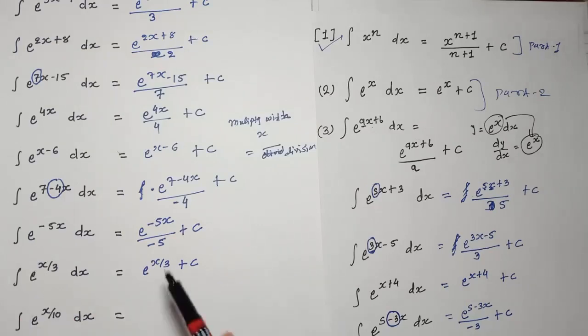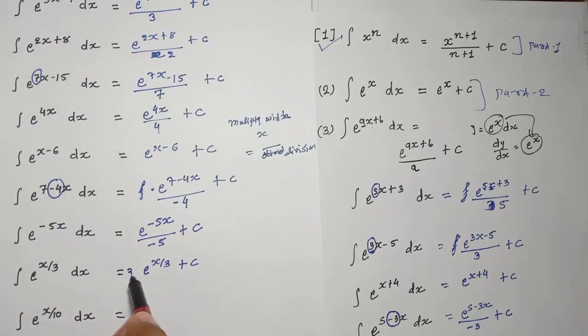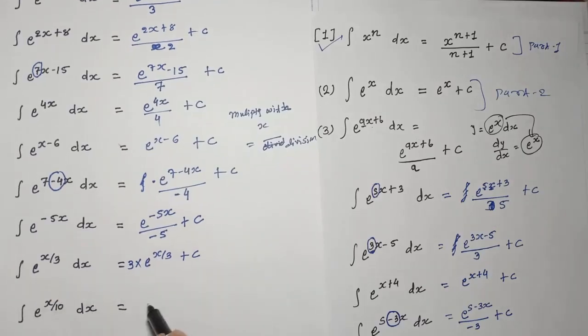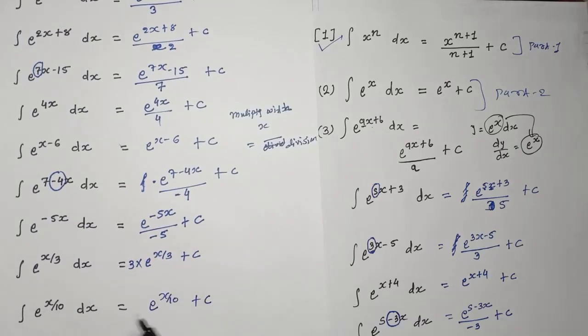Okay, division or relation chhe to apne write kima karisu multiplication ma. Here means 3 into e raised to x by 3 plus c. Clear? So division no rules ase to multiply ma so karisu. Here the same pehla je chhe te as it is lakisu, multiply ma 10 chhe to ek ma, sorry, division ma 10 chhe to multiply ma avse, agal lai lisu 10 e raised to x divided by 10. Clear? Okay, so it's a simple and basic rules.